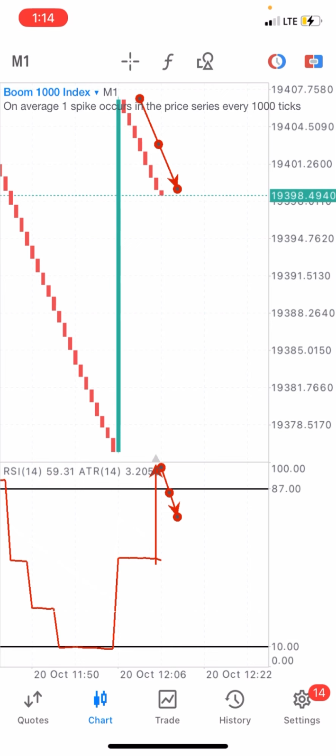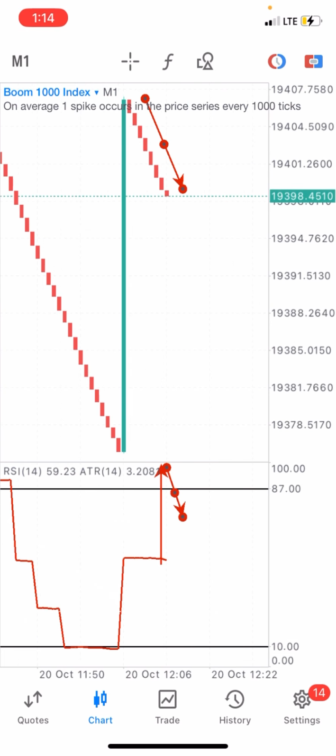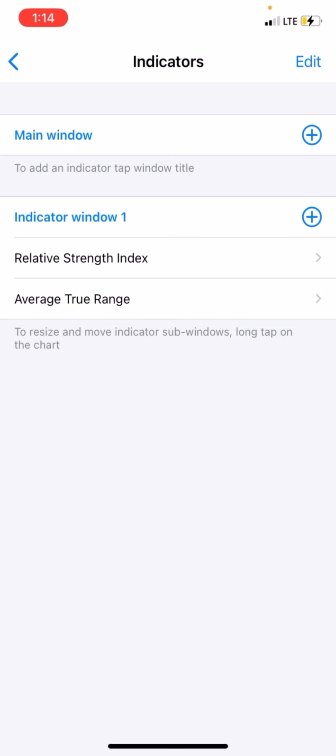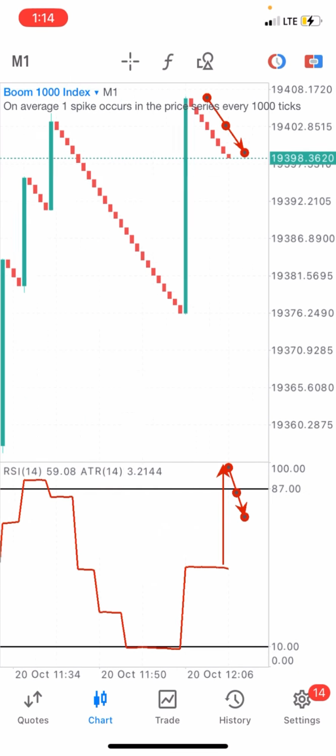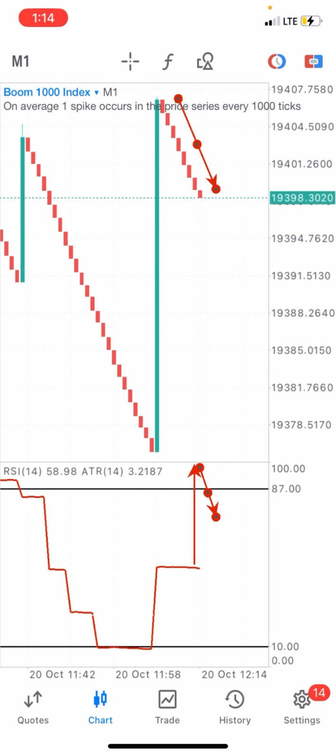Take your entry. I would have loved to add a moving average on the main window, but I think I'll just make a video on that later. I have a very strong moving average that is going to give us a very beautiful combo to these indicators, but these guys alone are powerful enough on their own. So when this happens, you just enter your trade.